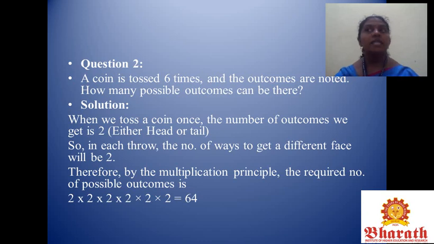So therefore, by the multiplication principle, the required number is 2 into 2 into 2 and so on, 2 six times. Okay, so you put 2 six times, because in each throw the number of ways to get a different face is 2. So the answer is 64.